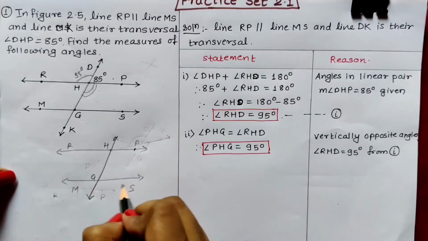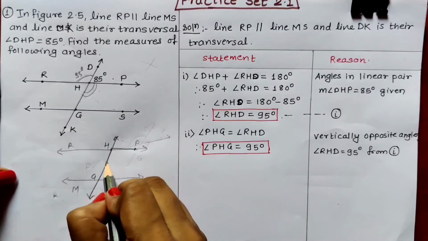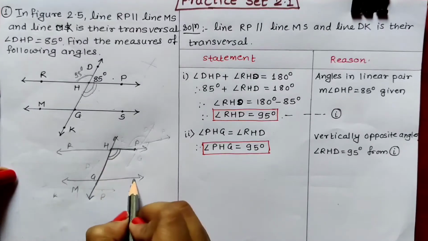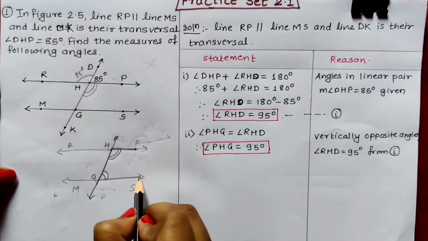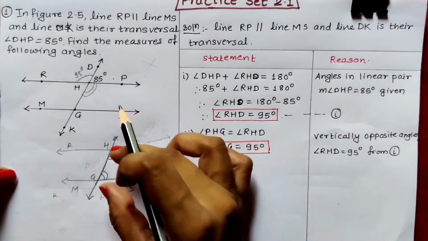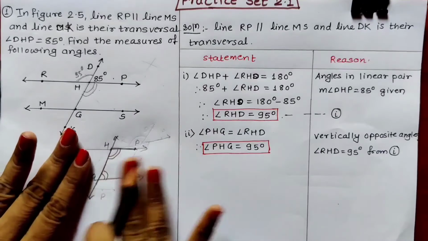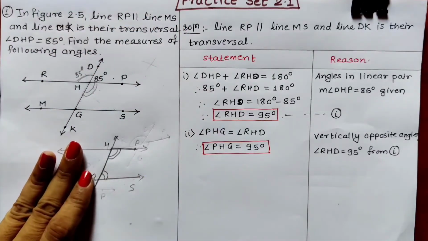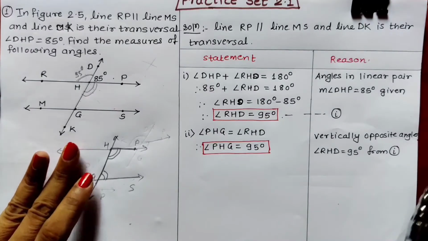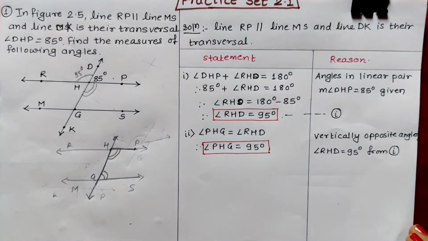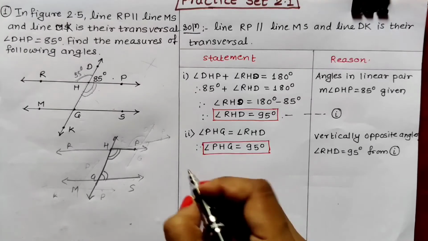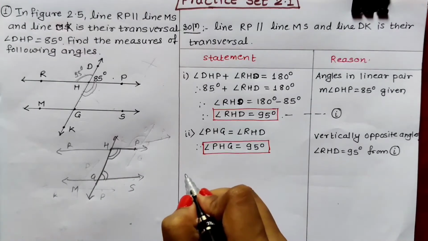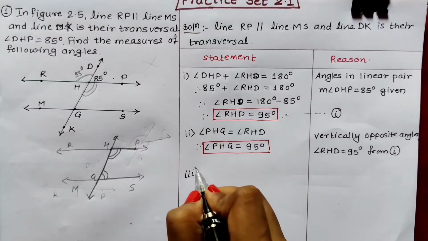So we can see that this angle PHG and angle HGS, PHG means this angle, angle HGS means this angle. These two angles are interior angles. They are inside two lines and they are on the same side of the transversal. And what is the property of interior angles? The property of interior angles is that they are supplementary. So these two angles, PHG and HGS, are supplementary, and that's why their total is 180 degree.